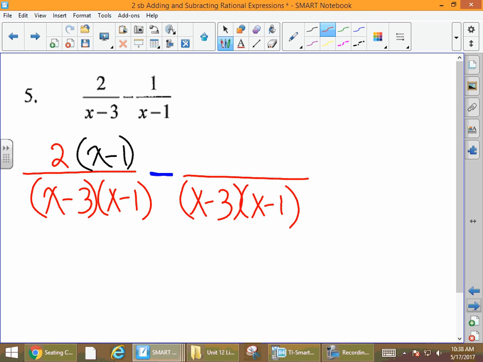Once again, ask yourselves, did you put anything into the denominator that wasn't there in the first place? In our second fraction, we have an x minus 1. Now we have x minus 3 times x minus 1. We put into the denominator an x minus 3. Our 1 was already there.